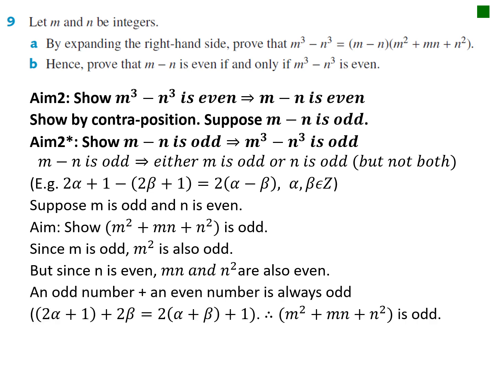But what does this mean? If we're summing an odd number with an even number, the result will always be odd. And there's some algebra to just flesh that out a little bit. Okay, so because m squared is odd and mn plus n squared is even, it means that m squared plus mn plus n squared must be odd, and we're home. It means that m cubed minus n cubed is odd based on the equivalence in part A, and we're done. We've shown what we need to show via contraposition.